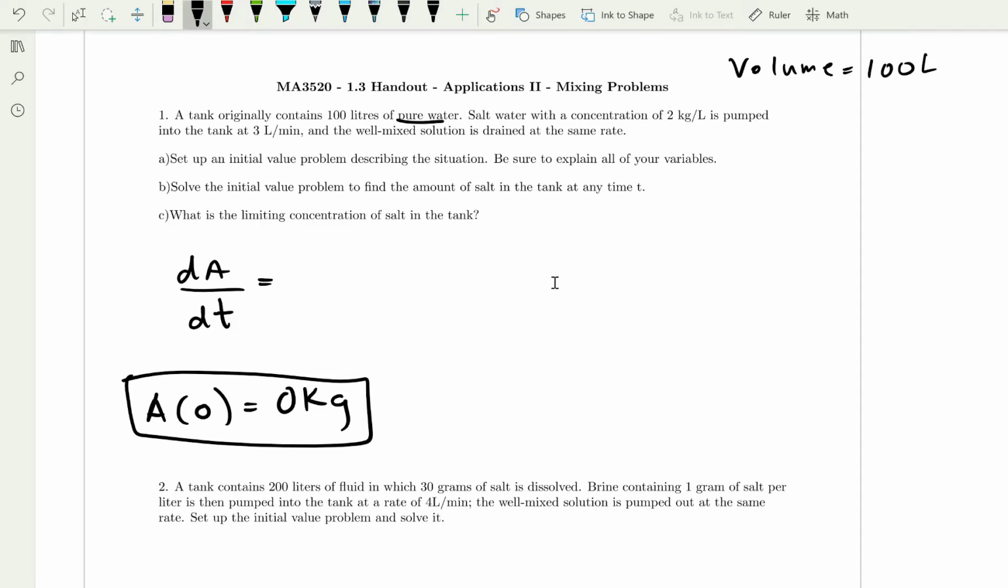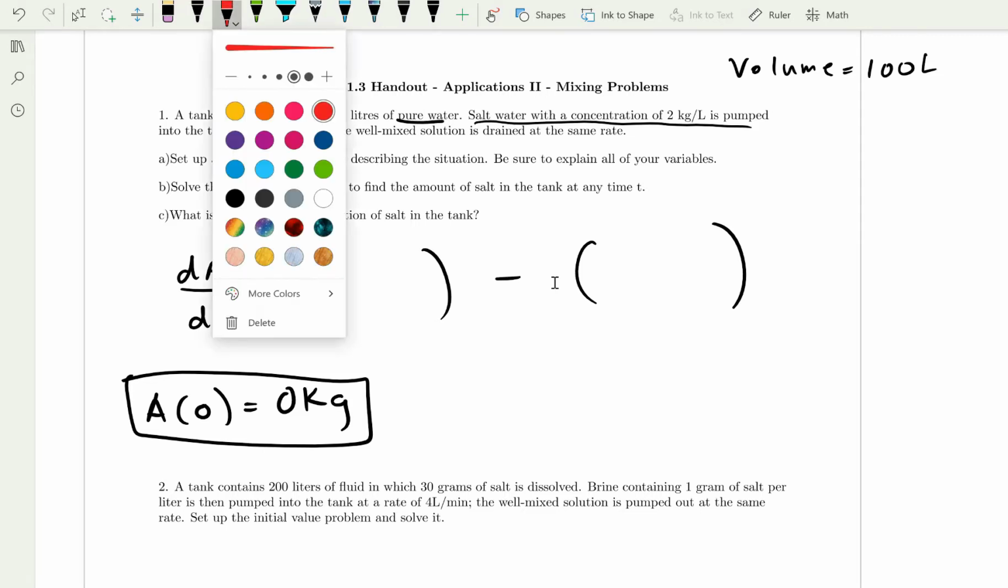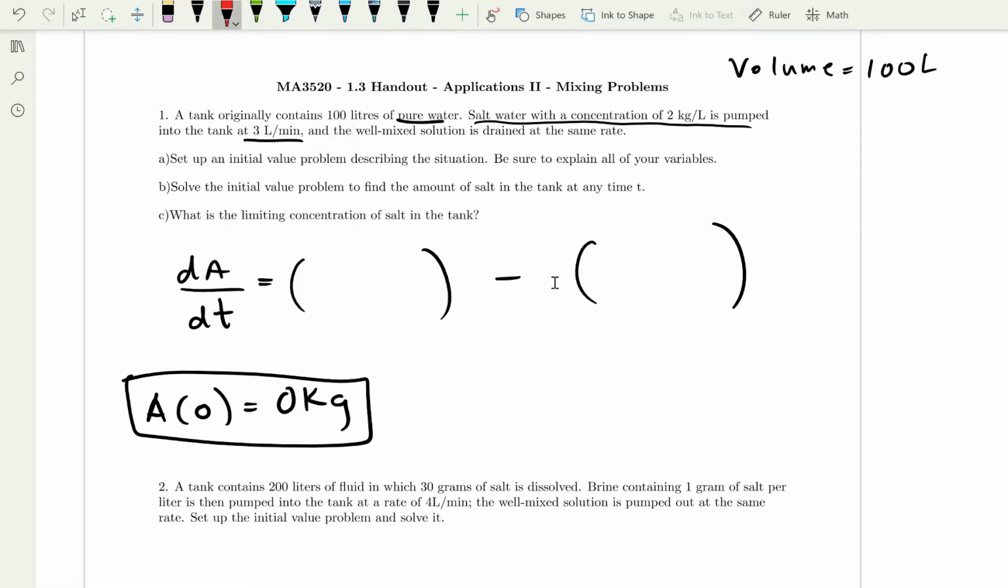All right, great. Now the salt water with a concentration of 2 kilograms per liter is pumped into the tank at a rate of 3 liters per minute. So let's talk about the inflow. The rate of change is inflow minus outflow. Inflow is concentration times the rate. So the concentration is 2 kilograms per liter that comes in, and the rate is 3 liters per minute.